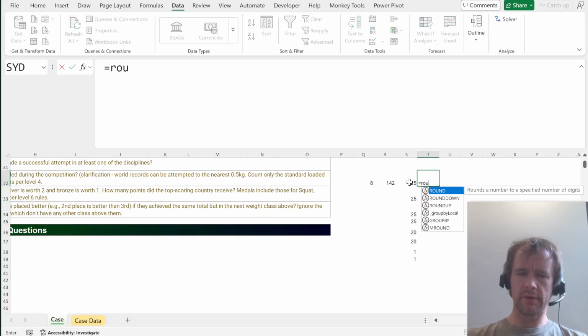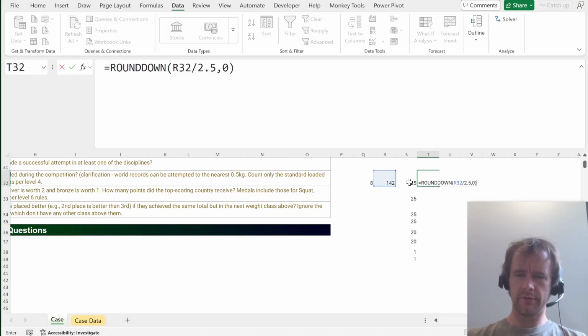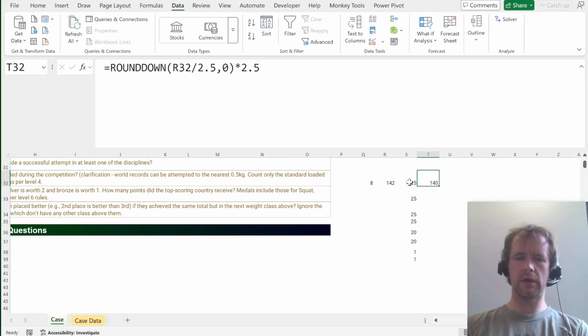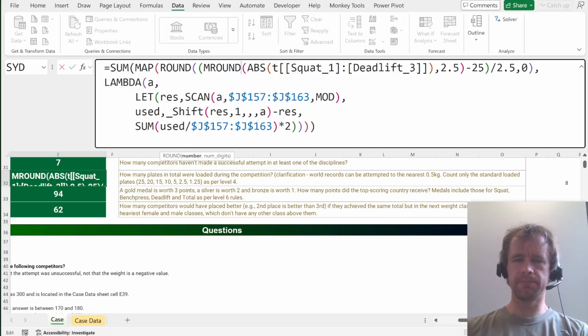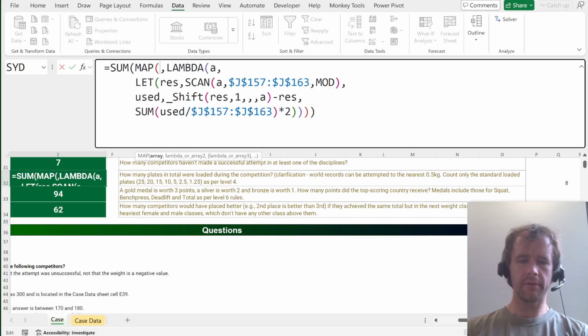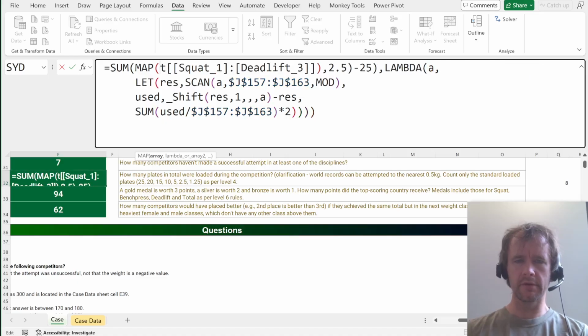So what I need is to round down this divided by 2.5 to 0 decimal places, and then multiply that by 2.5. Okay. And then apply the whole logic to that. So, where are we now? Right, so get rid of that. Okay, sorry, but I do want to keep the reference. So let's drop everything else from around it.